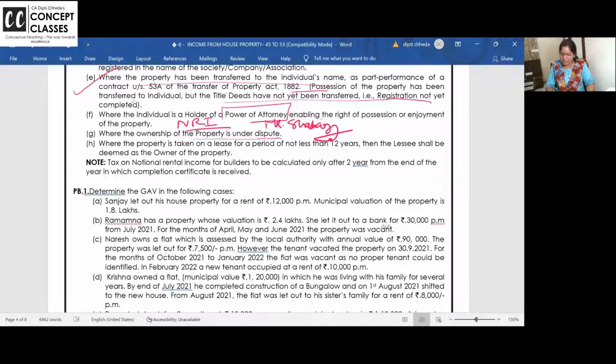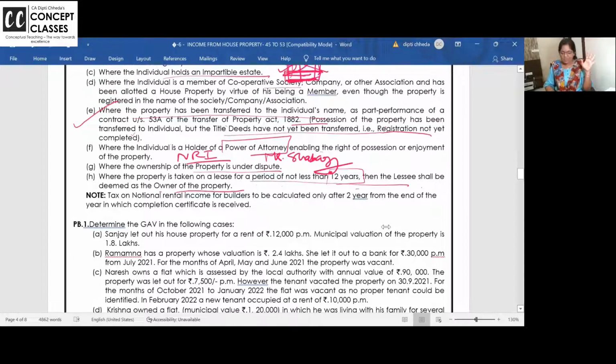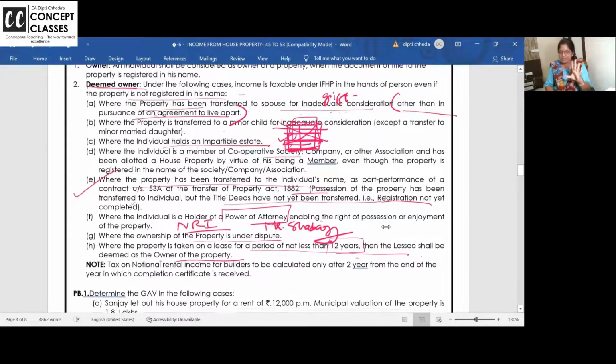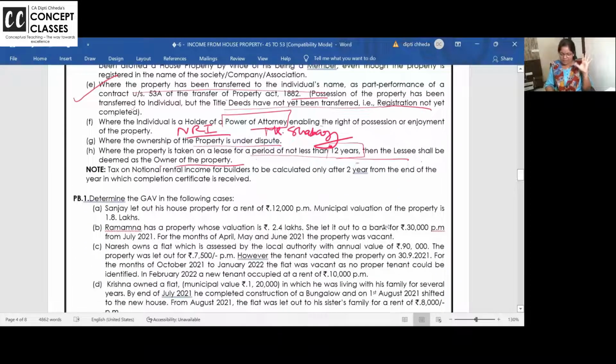Where the property is taken on lease for a period of not less than 12 years, the lessee shall become the deemed owner. This is an old concept. In olden days, properties were given on rent. In Hindi, it was called the pagdi system, some lease kind of agreement. So if the lease goes on for 12 years, then the lessee may become the deemed owner, subject to some conditions that are not in our syllabus. Just the theory part is there, deemed owner, take it.